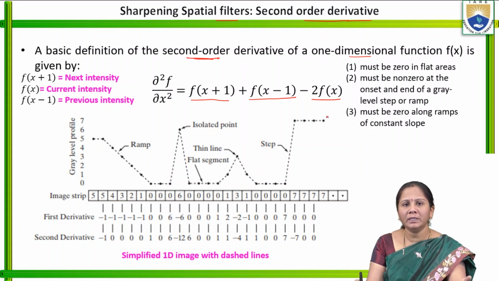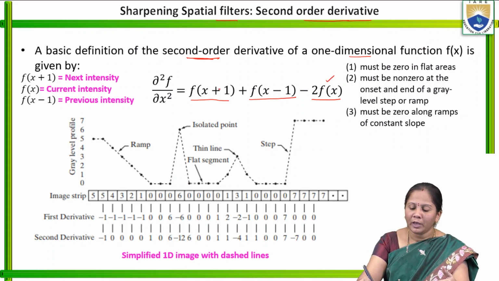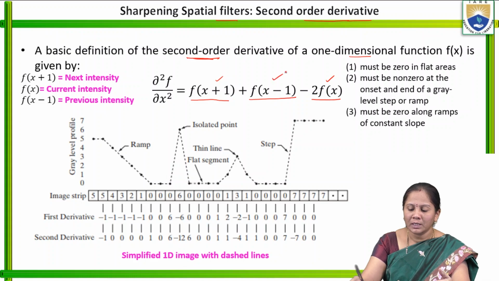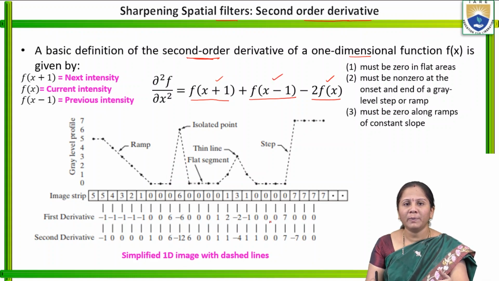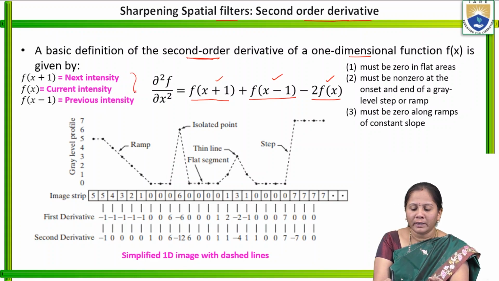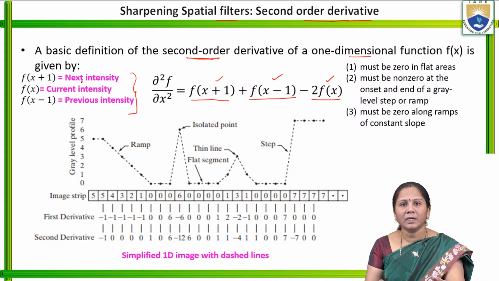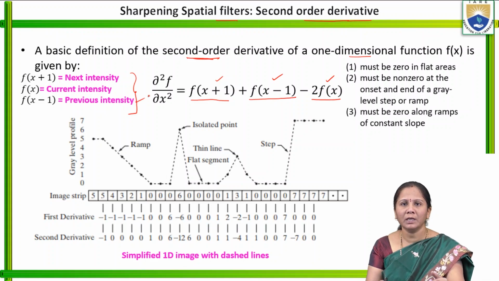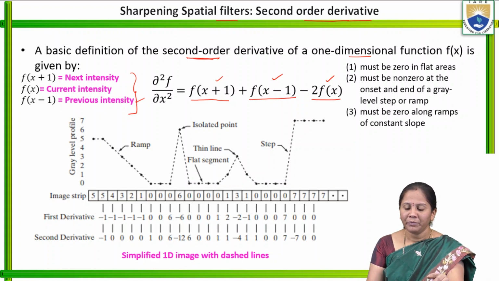As we have already discussed in the first order derivative, f of x is called the current intensity, f of x plus 1 is called the next intensity, and f of x minus 1 is called the previous intensity. So here I have indicated f of x is the current intensity, x plus 1 is the next intensity, and x minus 1 is the previous intensity.